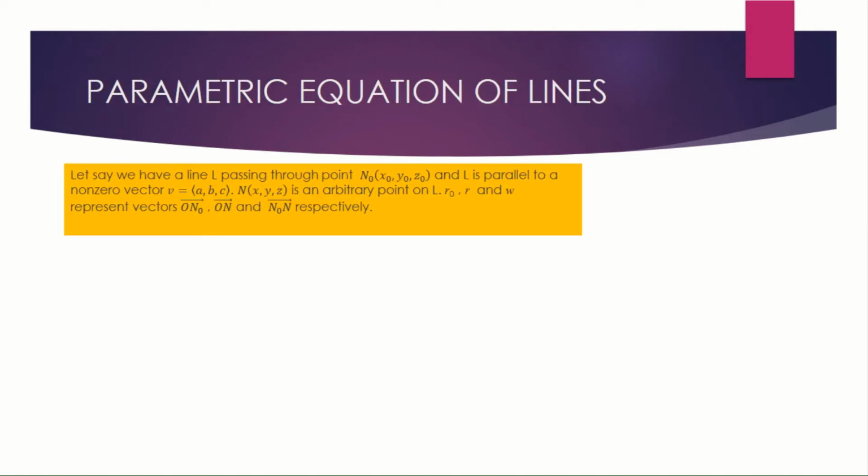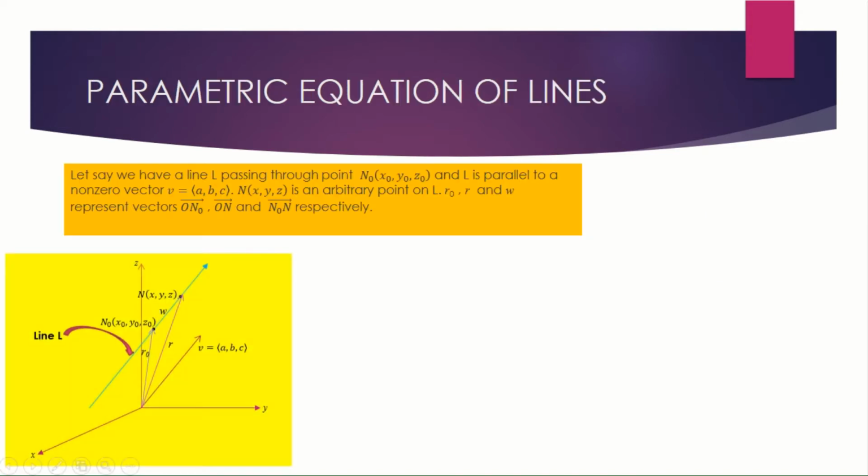Let's say we have a line L passing through point N naught, where N naught is (x naught, y naught, z naught), and the line L is parallel to a non-zero vector v. So N(x, y, z) is an arbitrary point on L.